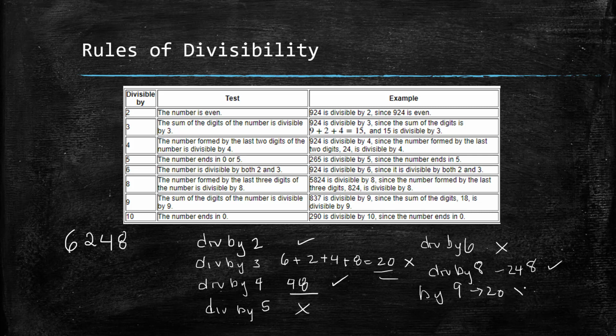And is that divisible by 9? Nope. And then by 10 is probably the easiest. Does it end in 0? And no.